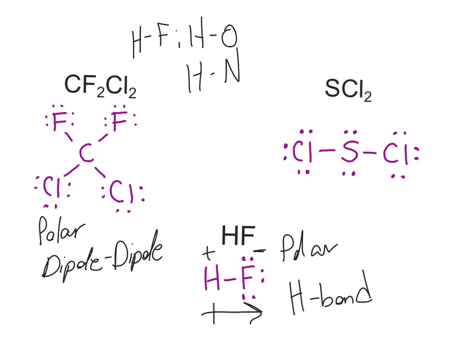SCl2, first question, does it have lone pairs on the center atom? It does, so I know that this is a polar molecule. And because it's polar, that tells me it's either going to be dipole-dipole or hydrogen bond. There's no hydrogen there, so it has to be dipole-dipole. All right, that's really it. That's as quick as it is. If you can identify polarity, you can pretty quickly identify IMF type.